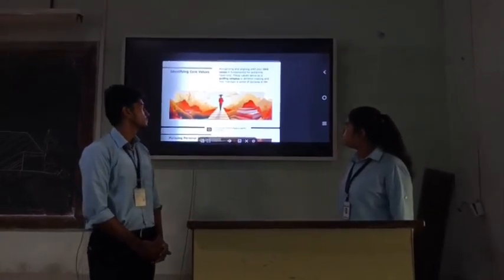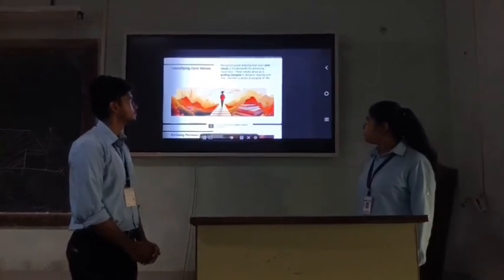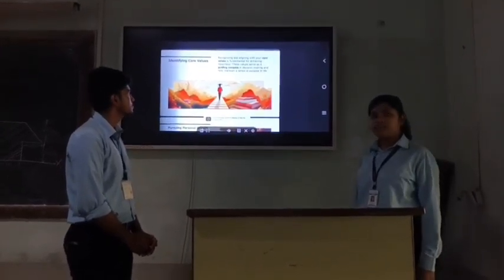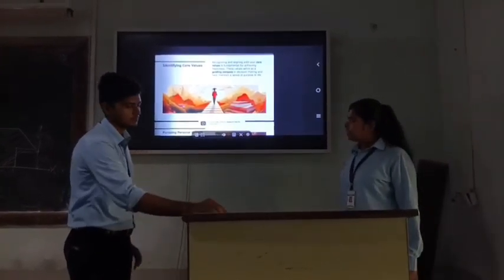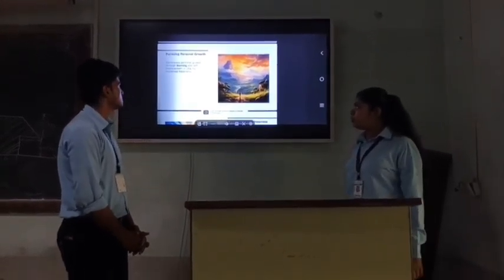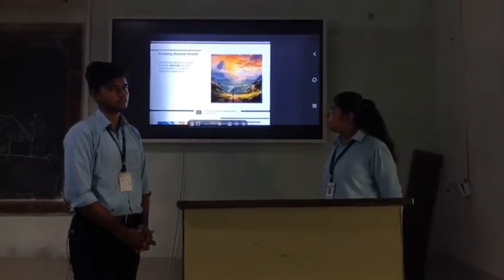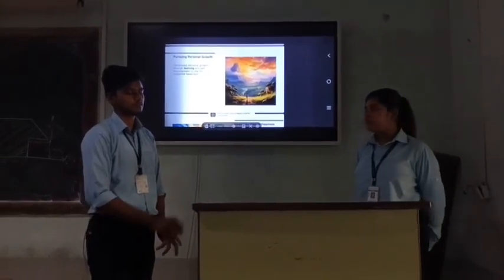Identifying core values. These values serve as a guiding compass in decision making and help maintain a sense of purpose in life. Personal growth. Continuous personal growth through learning and self-improvement is essential for sustainable happiness.